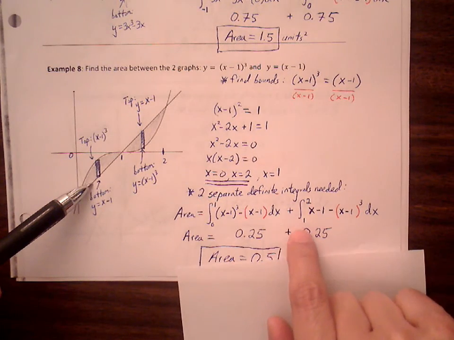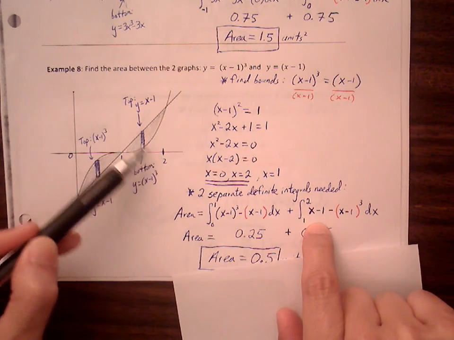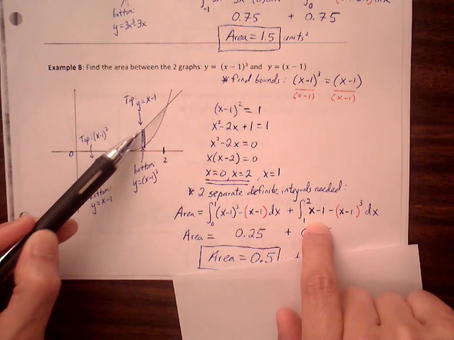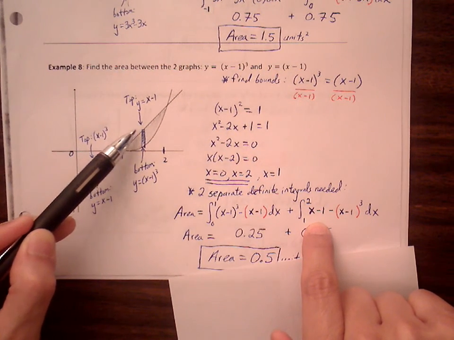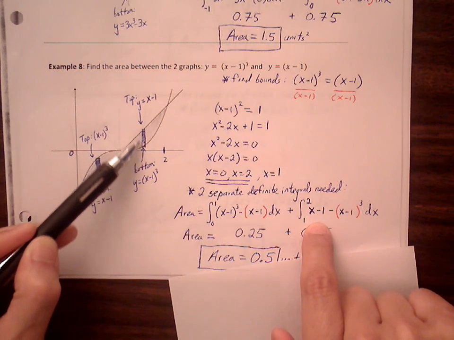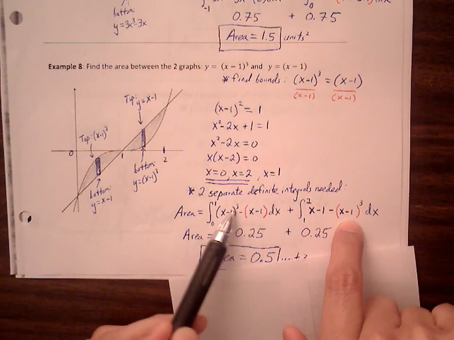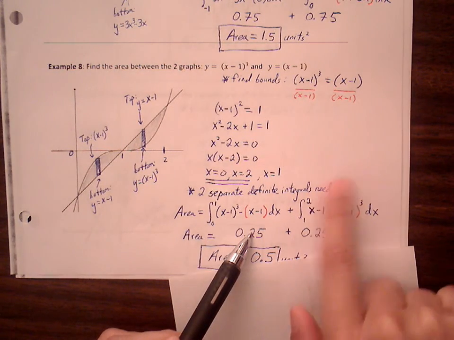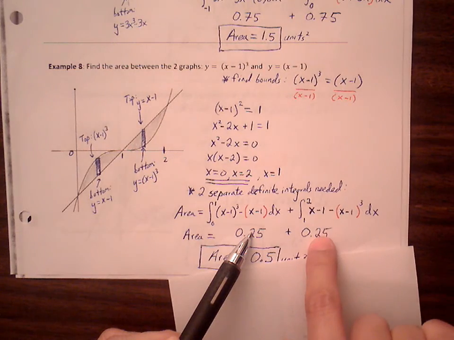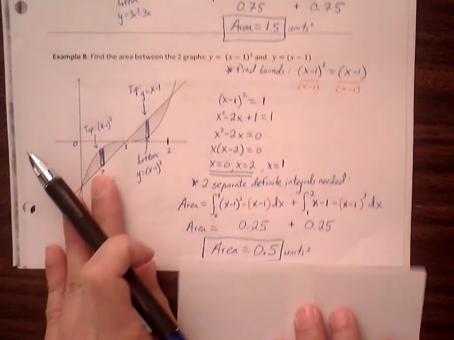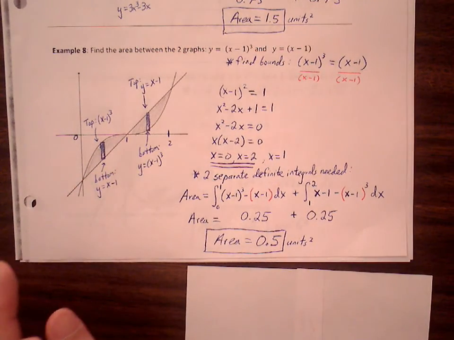Plus, second region from 1 to 2, but there's an alternating top graph now, right? The top graph has now switched to being the linear graph. The x minus 1 is on top now, and the one on the bottom is the x minus 1 cubed. Again, we put that in a set of parentheses. We enter this in our calculator, we get 0.25. We enter this in our calculator separately, we also get 0.25. We add those two regions together, and our combined area is 0.5 square units.